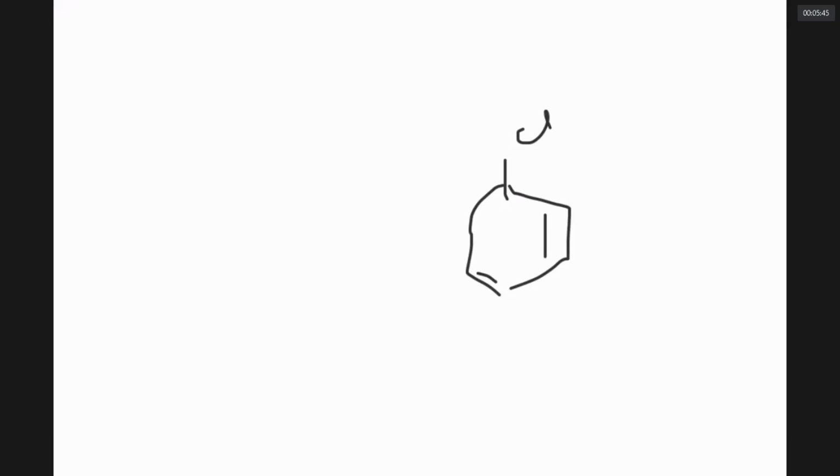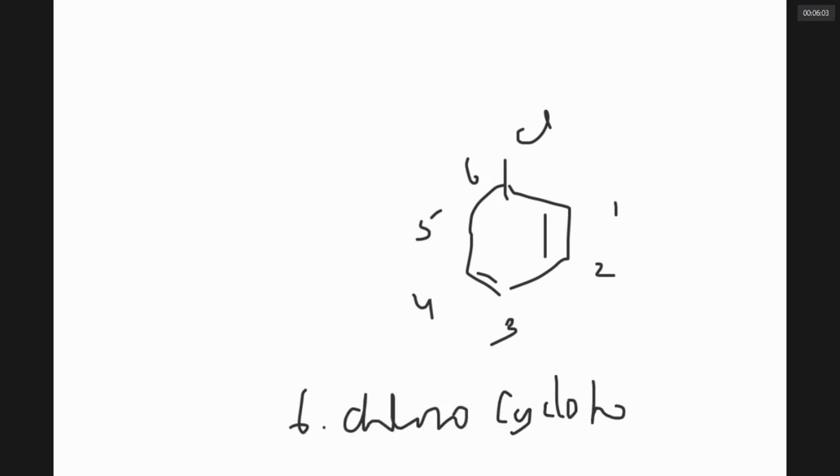Always you should see to it that the double bonds get the highest priority. They should get the lowest number. So you will be counting like this. Okay, sir, then what is the name of this? 6-chloro cyclohexa-1,3-diene.